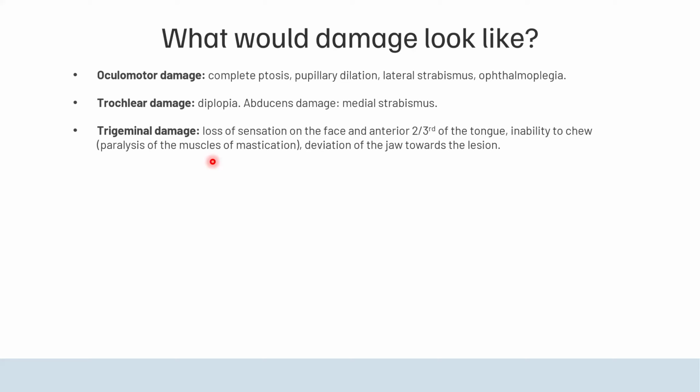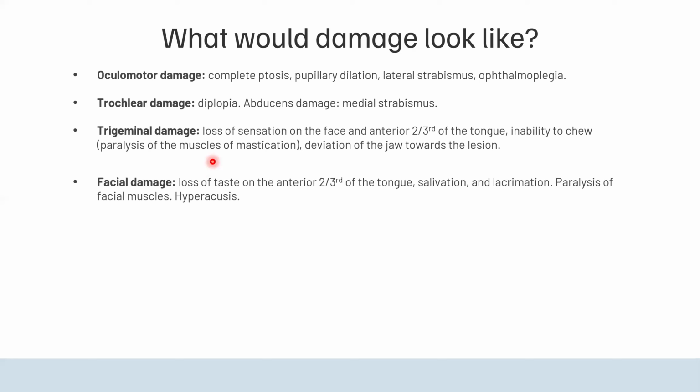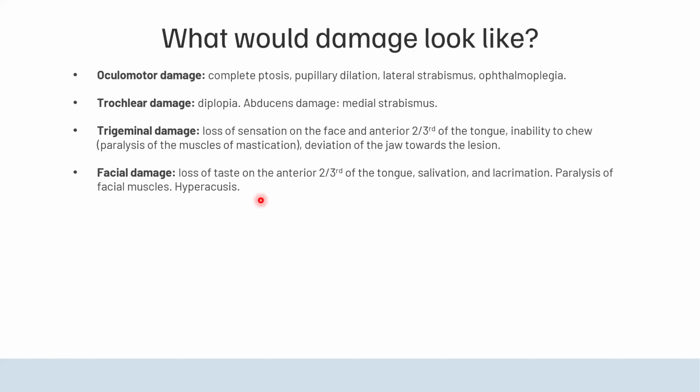And it was responsible for the anterior 2/3 of the tongue for taste. And it was responsible for the parasympathetic supply to the lacrimal gland and to the salivary glands, specifically the submandibular and the sublingual. So because of that, damage to the facial nerve is going to lead to loss of taste on the anterior 2/3 of the tongue, loss of lacrimation, loss of salivation, partially at least, because you still have the parotid, and then paralysis of all the facial muscles.